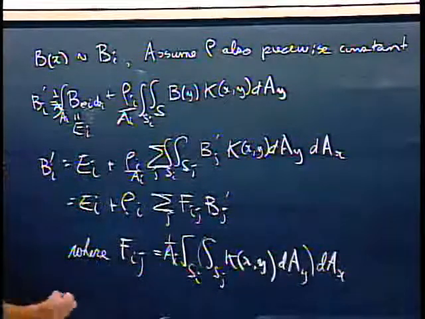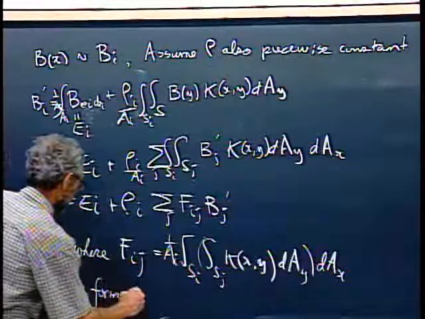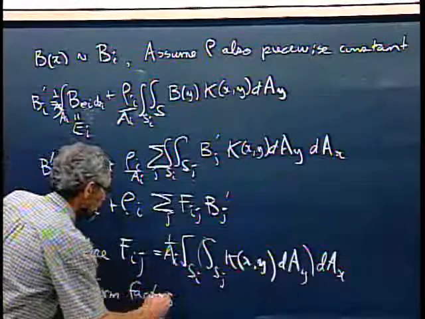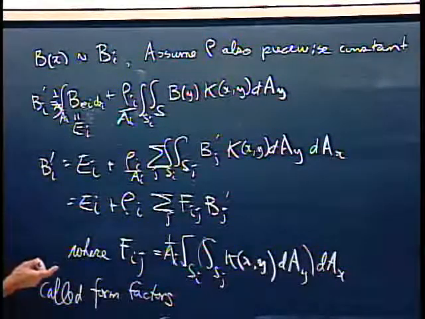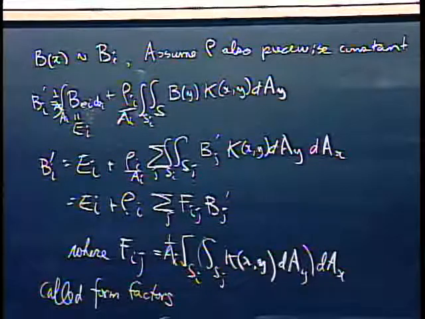And these are called the form factors. Basically, they don't depend on the reflectivity of the scene or the brightness of the light sources. They only depend on the geometry, the way the two surfaces relate, plus any occlusions that happen in between them. They depend on the geometry of the scene, because kxy depends only on the geometry of the scene. And that's why they're called form factors. They basically depend on the form of the arrangement of patches.